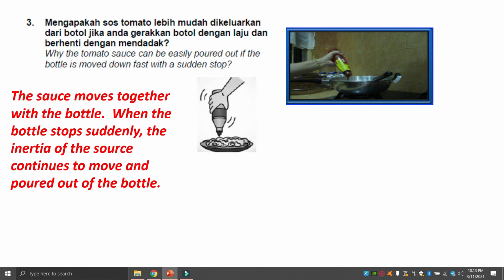When you shake it and then stop suddenly, the inertia of the sauce wants to keep continuing to move, but the bottle is already stopped. So the sauce will pour out from the bottle because it still wants to move.